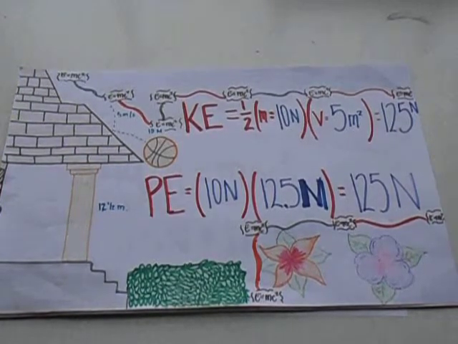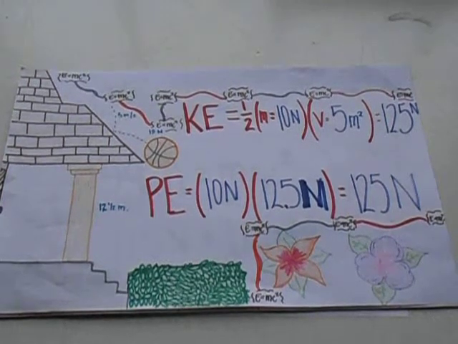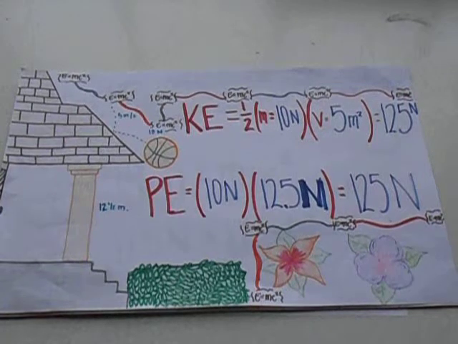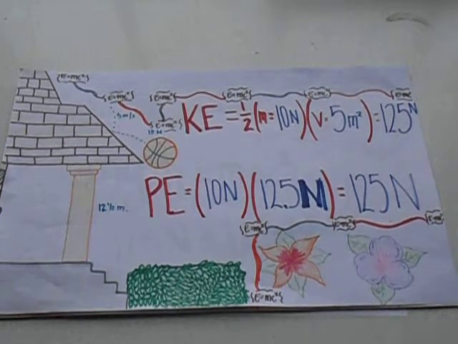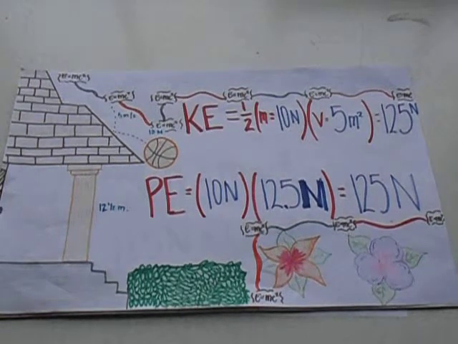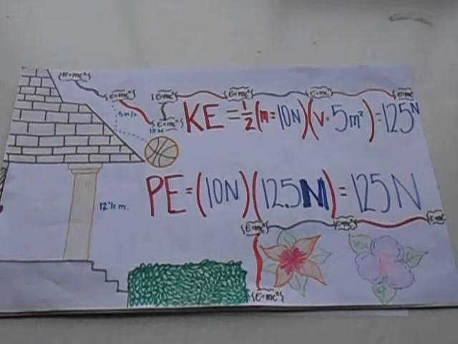The summarized fact about the relationship between work and energy is that energy can be used to do work, and energy can also be transferred from work. A ball, for example, weighing around 10 newtons, is falling off a roof at a speed of 5 meters per second, and the house is about 12.5 meters tall.